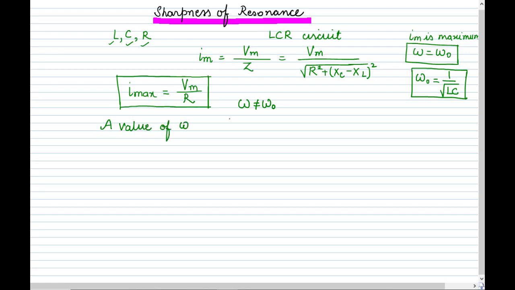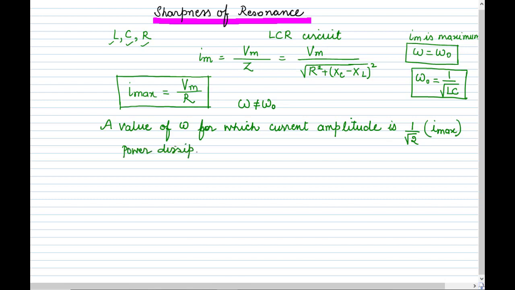So at any value of omega for which the current amplitude is 1 upon under root 2 times the maximum current. Because at omega equal to omega naught, we have the maximum current Vm upon R. So we are considering that value for which this amplitude is 1 upon under root 2 times the maximum. Why are we considering this value only? Because if it is like this, then the power dissipated.